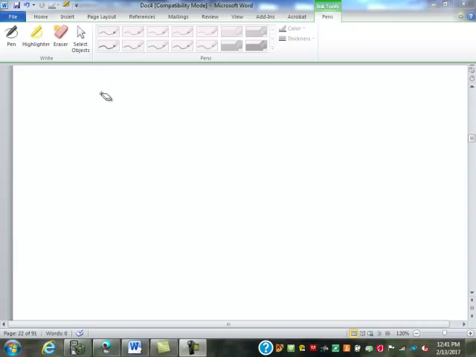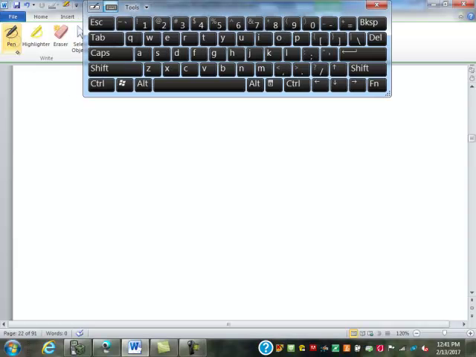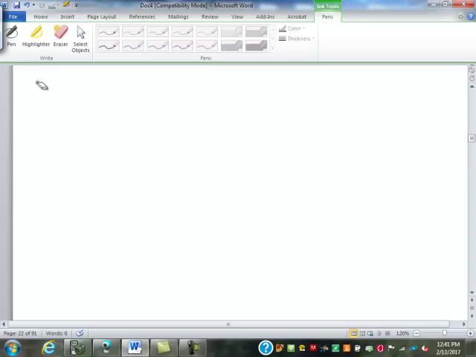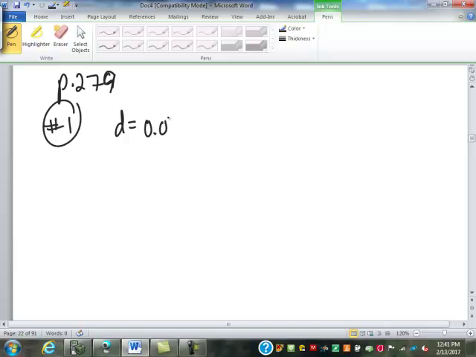So we've got a certain wire that has a diameter. Tell me, so the people on the recording know what we're talking about. This is page 279, number 1. A certain wire has a diameter of 0.079 millimeters and a resistance of 10 ohms. Determine the resistance when the diameter is increased.